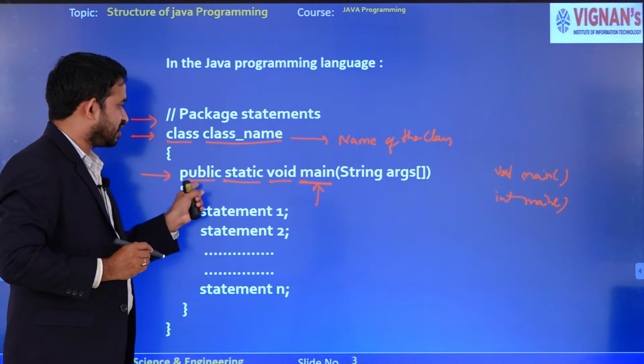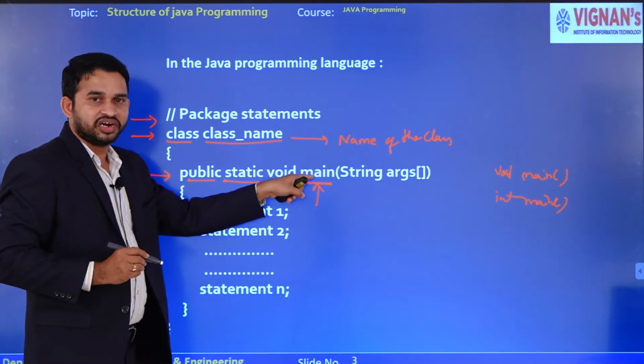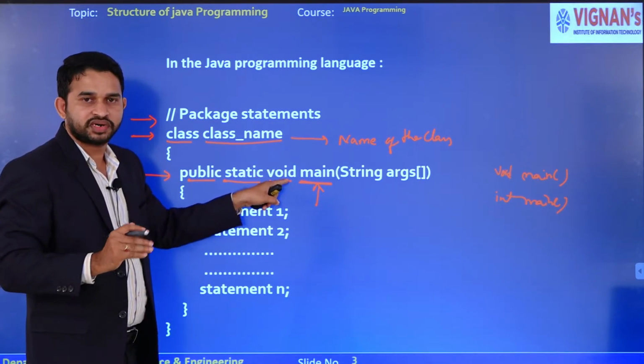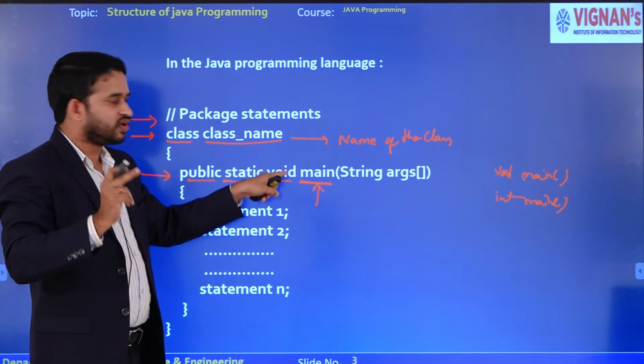Okay, I want to explain again. Here the main method is the starting point of any program execution. Why are we using void? Our main method doesn't expect any return value. Only JVM is responsible for calling our main method.